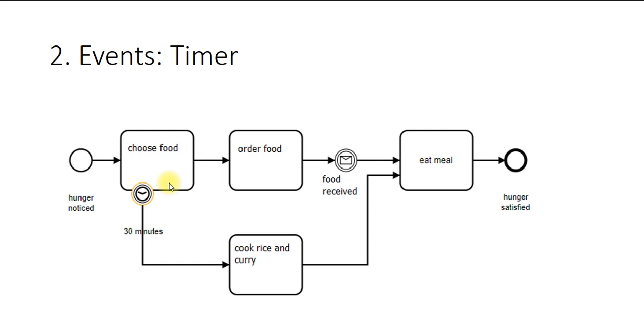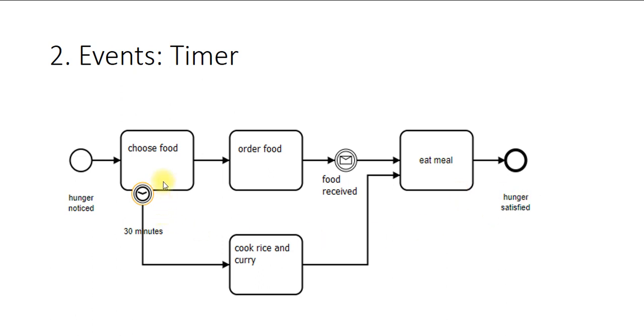We keep the timer event for 30 minutes. If we are able to choose the food within 30 minutes, then we proceed with order food. But if we are not able to choose the food within 30 minutes, the action is that we cook rice and curry. So if 30 minutes have elapsed and there is no decision regarding choosing food, then we cook rice and curry, and then we eat the meal and hunger is satisfied.